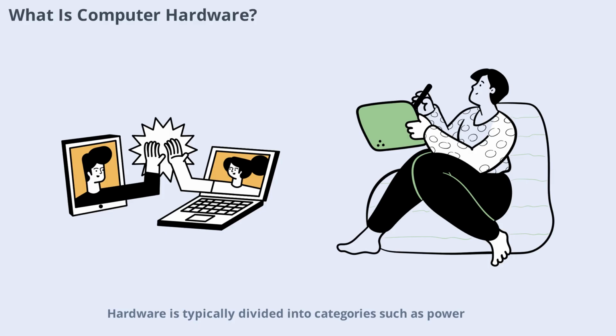Hardware is typically divided into categories such as power, logic, like the motherboard and CPU, input, output, and storage. Understanding these categories helps you see how each part contributes to the overall function of your computer. In this video, we'll break down each major hardware component and explain its role.